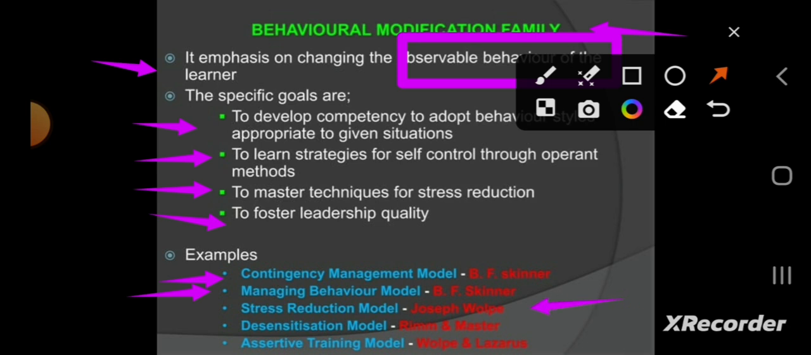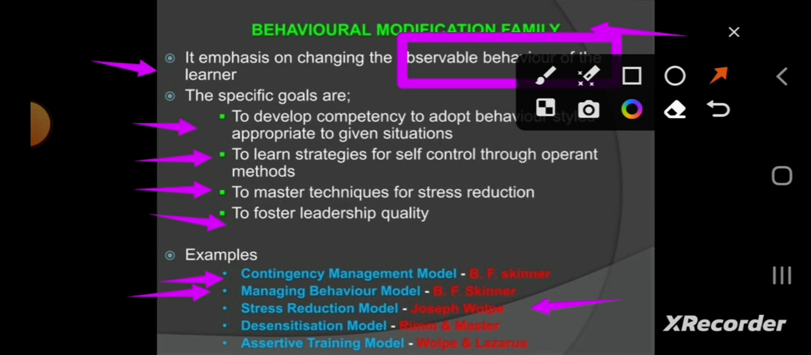Stress reduction model, Joseph Wolpe, uses techniques such as relaxation training and systematic desensitization to reduce stress. Helps individuals manage stress and anxiety by learning techniques to cope with stressors effectively.